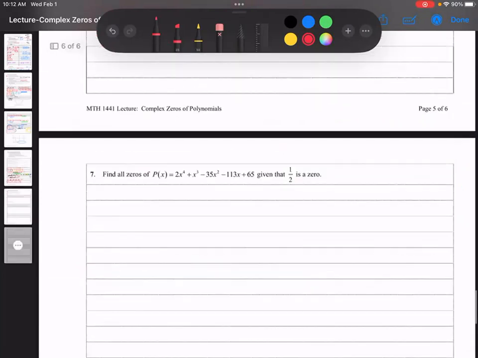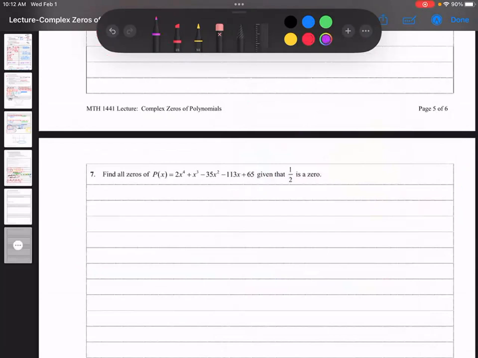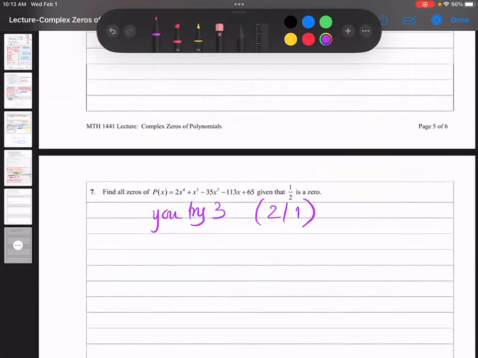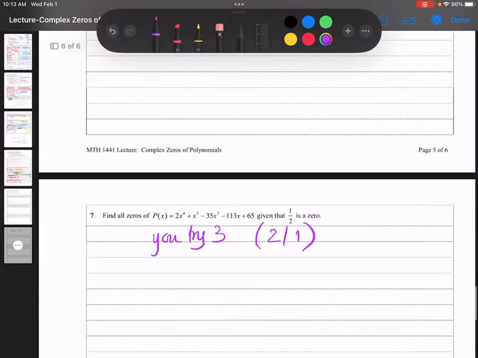Number 7 is your U23. Again, you don't have to do it now. You have until Sunday night to do it, so I recommend you wait till you finish the exam. All right, let's do number 6. Number 7 is similar to number 6.